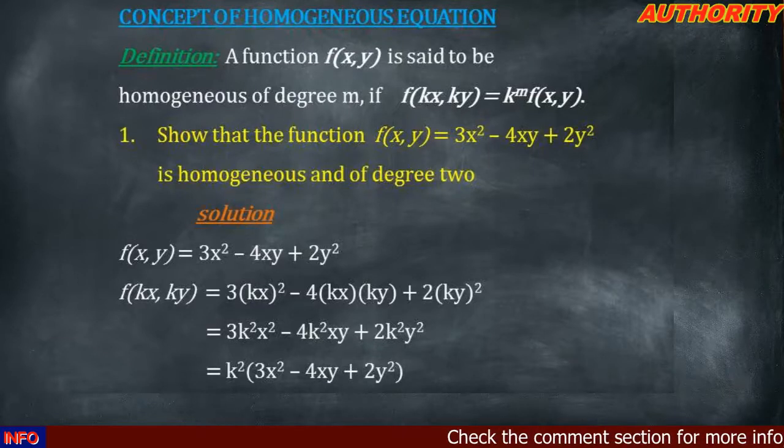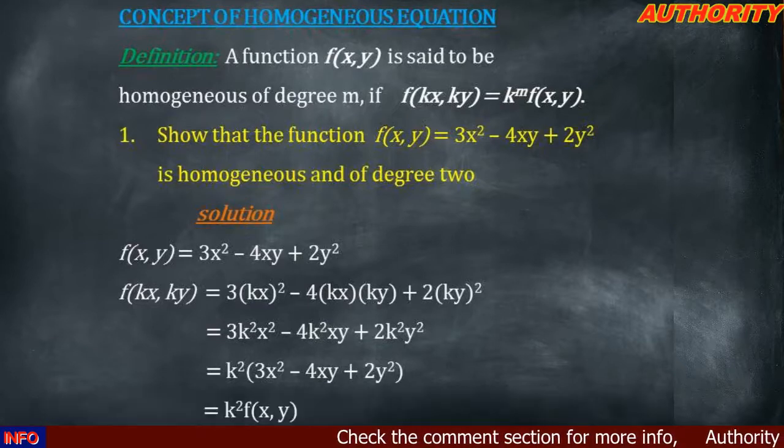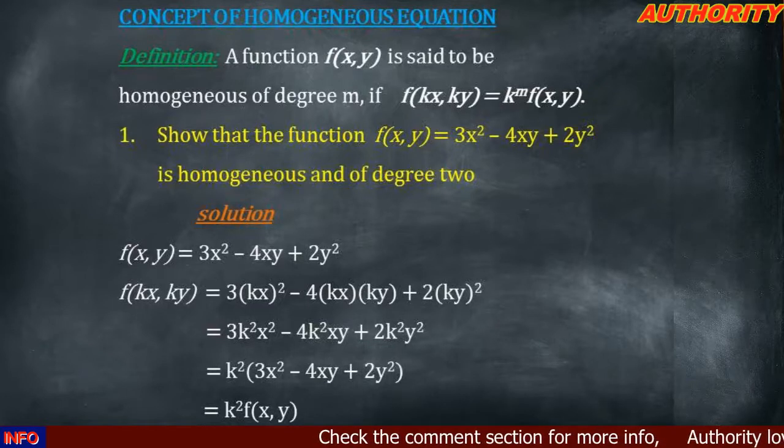So now, looking at this, that means we have k squared, open bracket, 3x squared minus 4xy plus 2y squared, close the bracket. So from this place, we can see that we pass in k, and k came out with squared. And then we have our original function. Look at it. It's the same as the original function f of x, y. You see that it's the same, right? Good. So here now we have k squared, and then our function f of x, y.